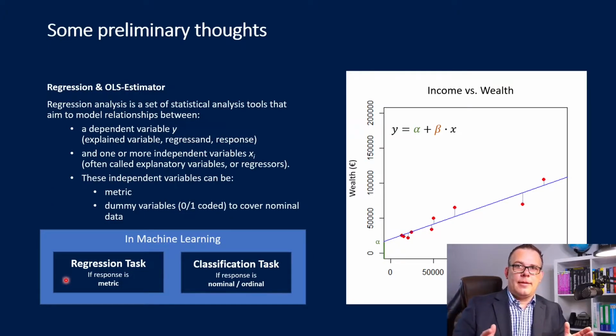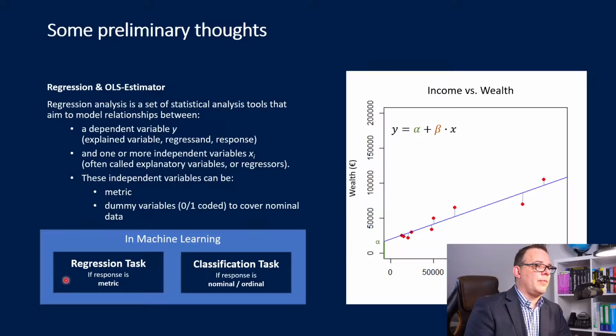Well, some preliminary thoughts. What is the aim? What is the objective of OLS regression? Well, OLS regression, first of all, is a set of statistical analytics tools that aim to model relationships between a dependent variable, epsilon, and one or more independent variables.